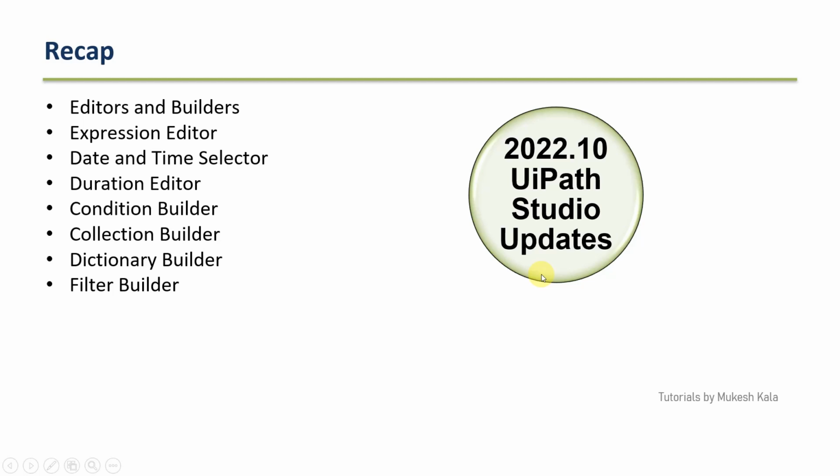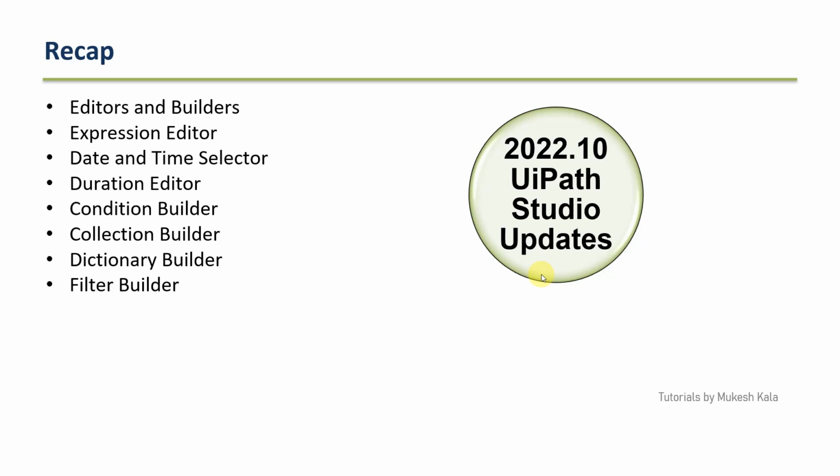Okay, so that is all for this video. Let's quickly recap. Today we have seen the different editors and builders which are available. We have seen how I can use an expression editor to write expressions in the If activity and the Write Line activity. We have seen there is a new interface which is applicable to the date time selector and duration editor. We have also seen that in the condition builder of the If activity, I can do a lot of intelligent automations. We have also seen that with the condition builder, I have more power to write more conditions, and also we have the traditional way as well.